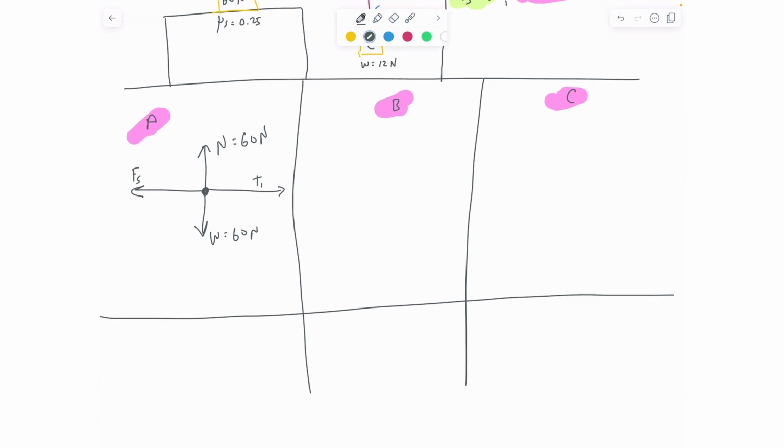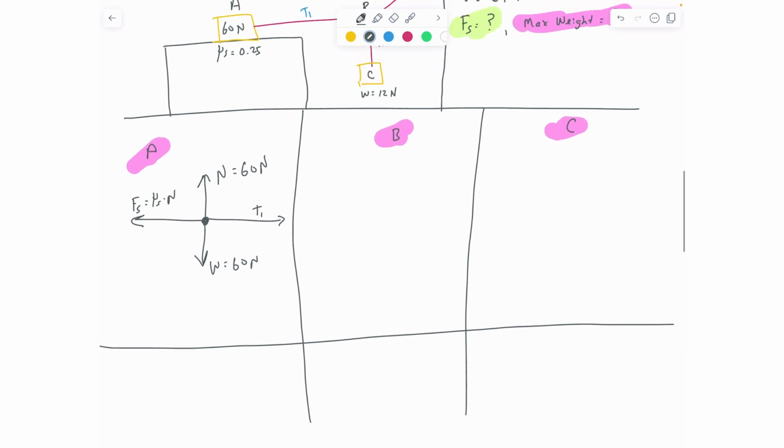Now Fs, friction due to static. What's that? Well, that's the coefficient of static friction times the normal force. And that's 0.25, which we already had up here, and the normal force is 60 newtons, so 0.25 times the normal, 60, equals 15. Sorry, let me do that again. 15 newtons.